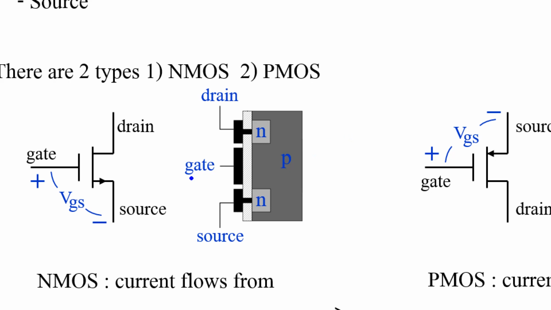Anyway, if I apply plus potential at gate, namely if I apply positive voltage at gate, in this point we have higher potential than this side. What happened? This positive potential will attract or pull the negative charge or electron from P material to gate. Because this oxide is insulator, that means electron cannot flow through this insulator, so it's stuck at here or accumulate at here.